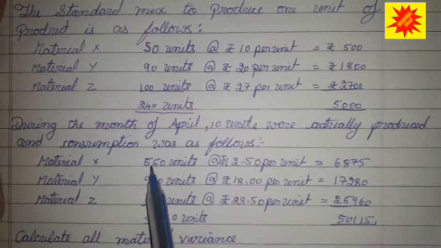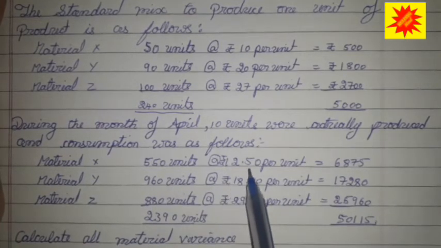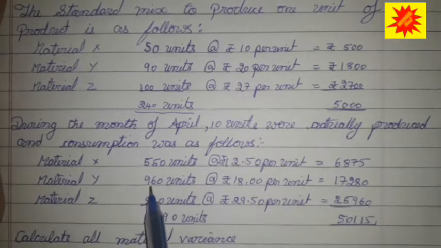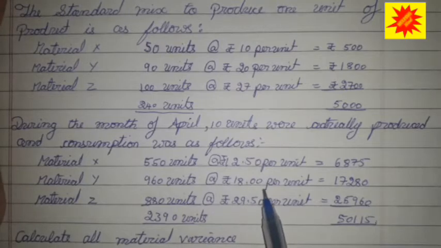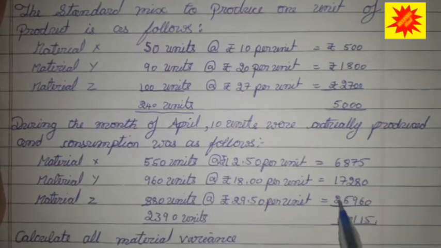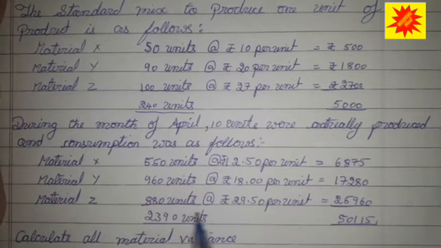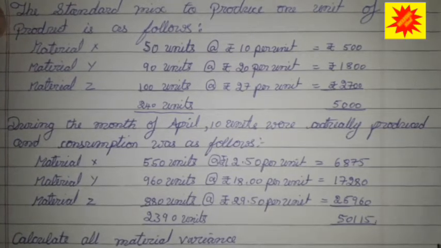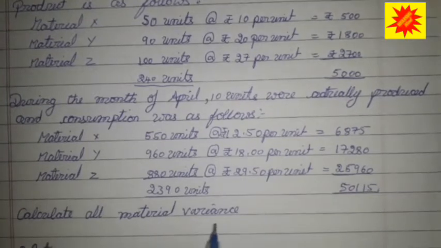So material X is 550 units at 12.50 per unit. Material Y, 960 units at 18 per unit. Material Z, 880 units at 29.50 per unit. So the total units used will be 2390 units. This is the actual units used, and this is the actual cost which they have incurred, right? So let us start with the problem. They have asked us to calculate all the material variances.